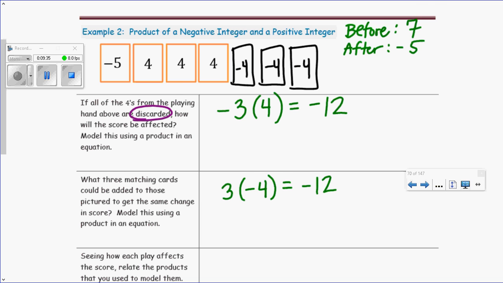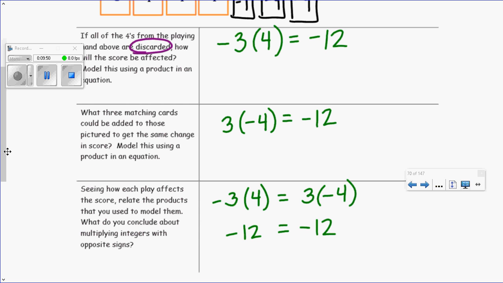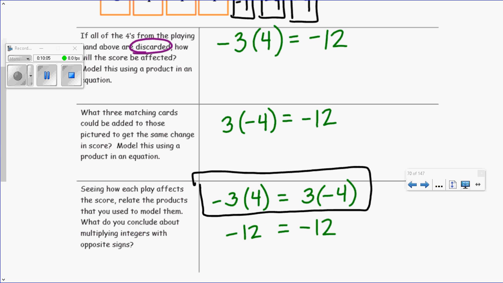So if you're noticing, these two problems give us the same answer. So negative 3 times 4 is equal to 3 times negative 4. They both result in a change of negative 12. So in both of those instances, my score went down 12. So getting rid of 3 4s or picking up 3 negative 4s. And that might be confusing as far as thinking of the integer game, but if you see it written here, this is the math problem that simplifies it and says negative 3 times 4 is negative 12, and 3 times negative 4 is also negative 12.